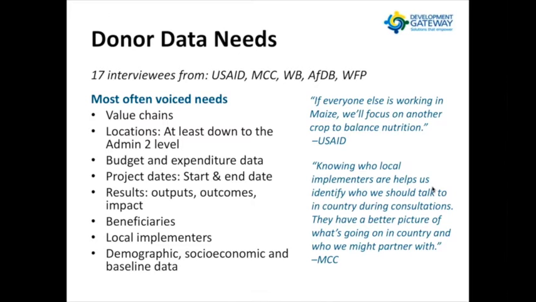One of the things, though, that you won't find so easily is the specific value chain information that we found everyone was saying would be really important. And this would be knowing specifically what type of crops people are working on. And we had people give examples of if everyone else is working in maize, we'll want to focus on another crop such as soy to make sure that the nutrition is balanced out, or make sure that we aren't too heavily focused on one crop.